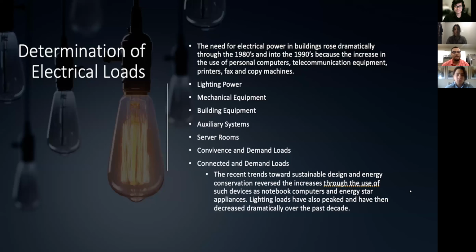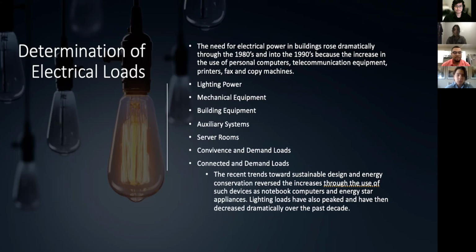Next, we're going to talk about determination of electrical loads. The need for electrical power in buildings rose dramatically through the 1980s into the 1990s because of the increase in the personal use of computers, telephones, printers, fax, and copy machines. First, we're going to talk about lighting power, which is usually coordinated by the architect, light designer, or the electrical engineer. Mechanical equipment, building equipment, which includes vertical transportation, such as escalators and elevators.